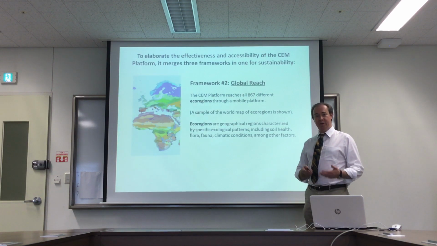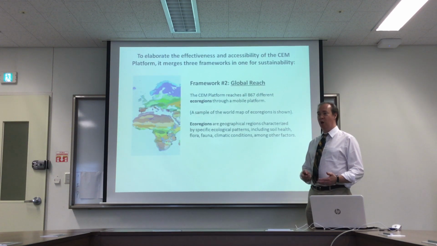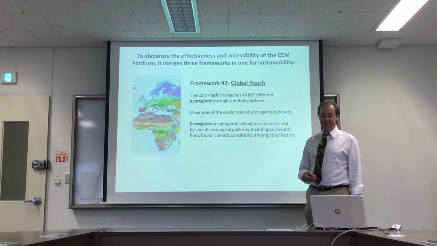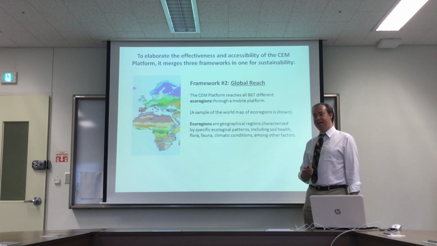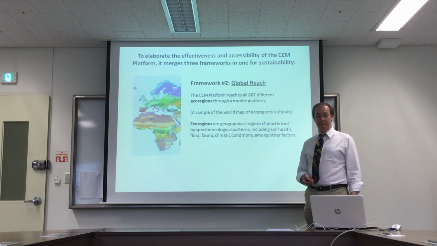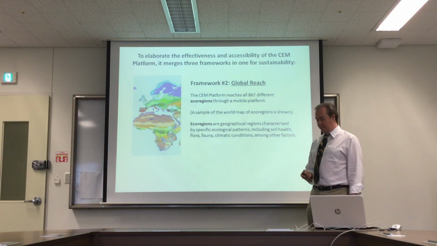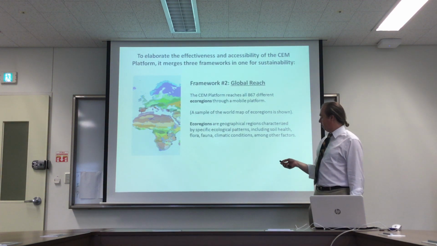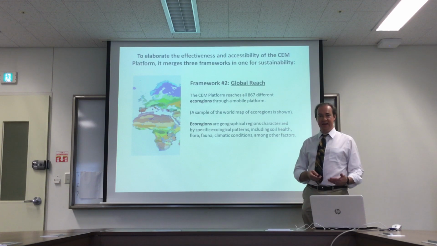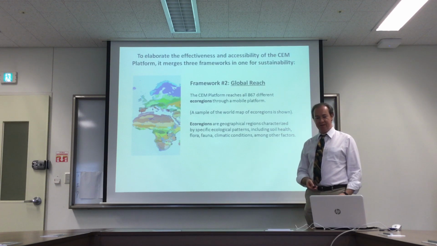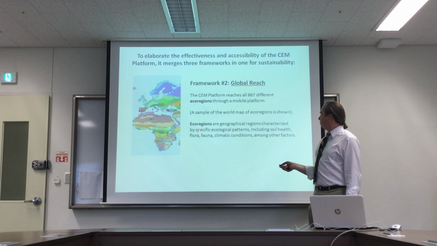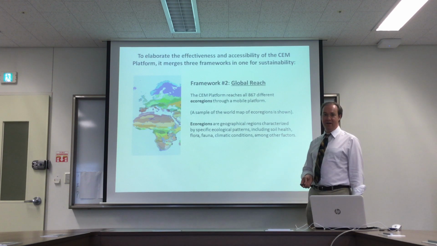Number 2 is the ecoregional map, as I said, gives us global reach. The CEM platform reaches all 867 different ecoregions through a mobile phone platform. And a sample of the world map of ecoregions is shown right here. And as I said, ecoregions are geographical regions that are characterized by specific ecological patterns, including soil health, flora, fauna, climatic conditions, among other factors.